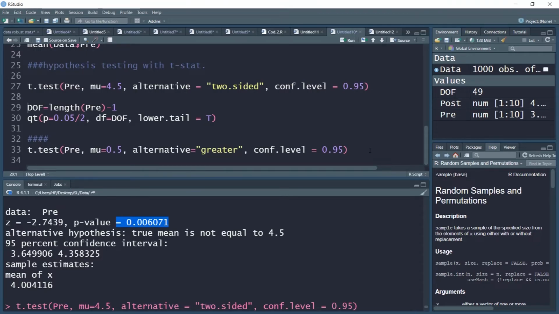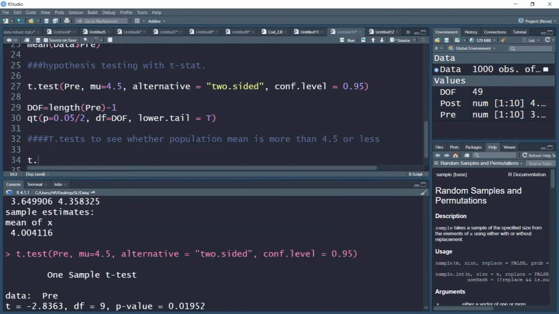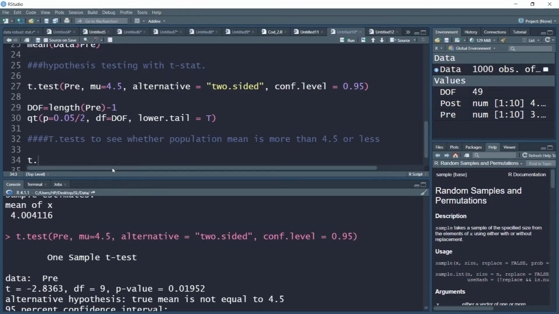So now we'll move to single tail test and we'll try to establish whether the population has a mean of more than 4.5 or less than 4.5. So in this, we'll conduct the t-test to see whether population mean is more than 4.5 or less. So first, let us see if it is more. Although we already have some intuition looking at the previous z values and t values that it is lower than 4.5, but still we'll design our test.